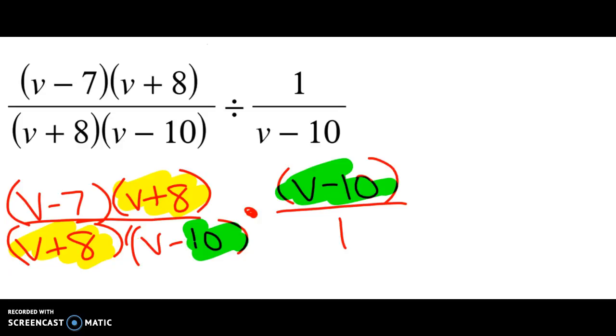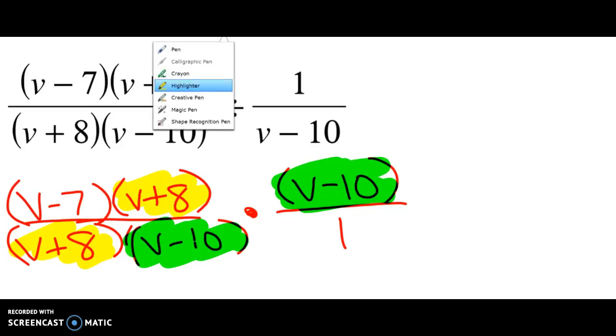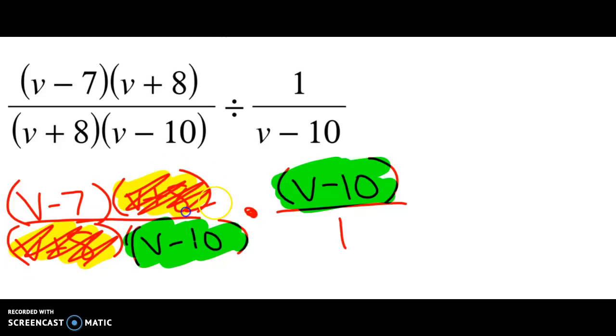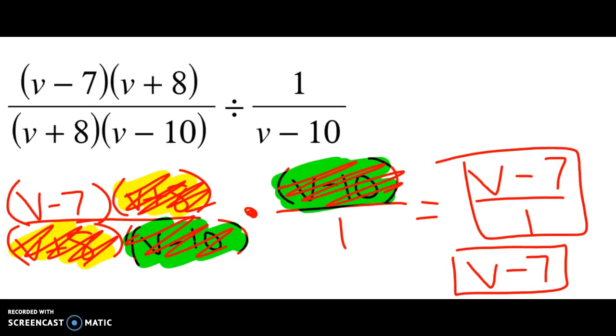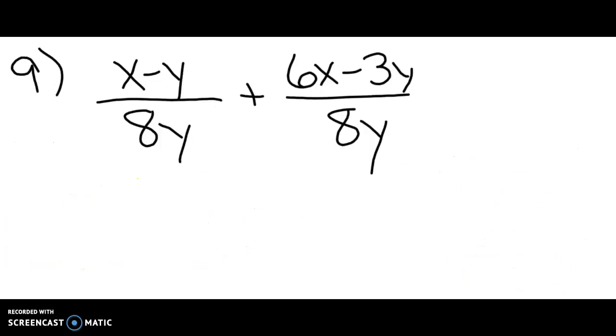All right, let's highlight those just to make sure that they are the right color. So v minus 10, v minus 10. There we are, we're on the right track. Okay, if you want to, you can cross them out, or you can just write down what didn't get highlighted. v minus 8 or v plus 8, v minus 10, v minus 10. We're left with v minus 7 over 1. Or you can just leave it as v minus 7, because in the denominator, it doesn't really matter if you have a 1. All right, we got two more.